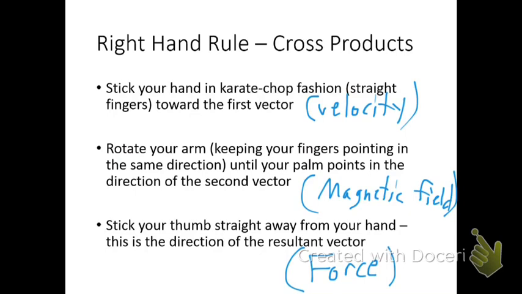So remember what part of your hand goes to what. Sometimes I won't give you the first two and ask for the resultant. Sometimes I'll tell you the direction of the force and the direction of the velocity and ask you which way the magnetic field was pointing. So be aware of that. The force will always be your thumb, velocity will always be your fingers, and magnetic field will be your palm, at least for the first right-hand rule.